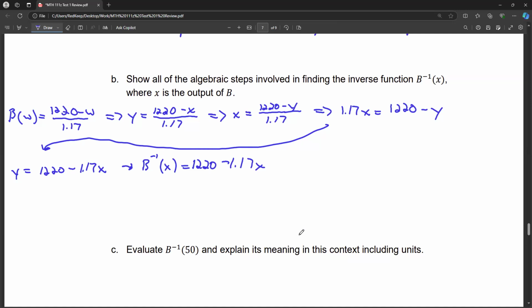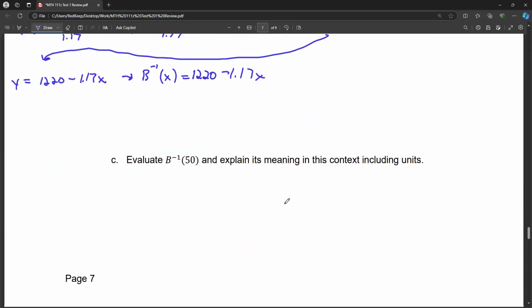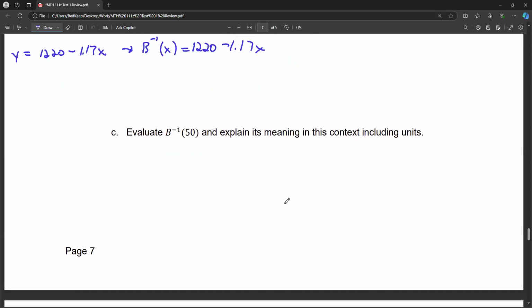All right, so I think I've answered everything: show all algebraic steps involved in finding the inverse function B inverse of x, where x is the output of B. Perfect. Okay, so moving on to part C. It looks like they want us to use the equation that we found in part B to evaluate 50 in it, and then, of course, explain what this is in terms of this context. So B inverse of 50, we're just going to plug in 50 wherever there is an x in our inverse function. So we should have this.